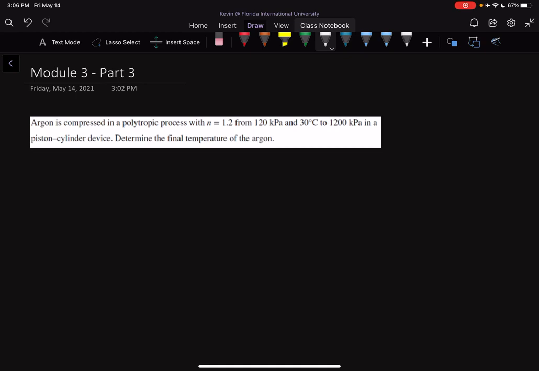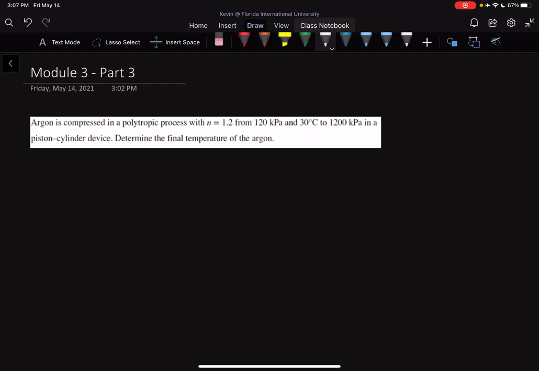So this is part 3 of module 3, where we're going to do an example lecture and an example video where we're just going to focus on examples, and we're going to be looking at examples of polytropic processes. So we ended part 2 with an example using steam and using our tables. Now we're going to switch our focus to looking at polytropic processes and how we can solve problems using polytropic processes and without necessarily using tables, but rather using the ideal gas equation.